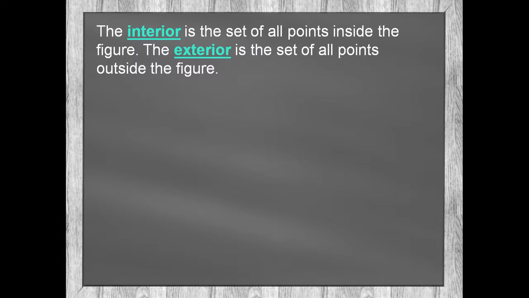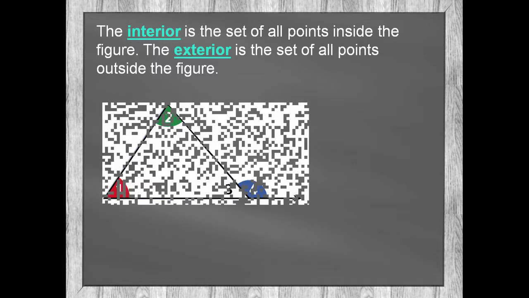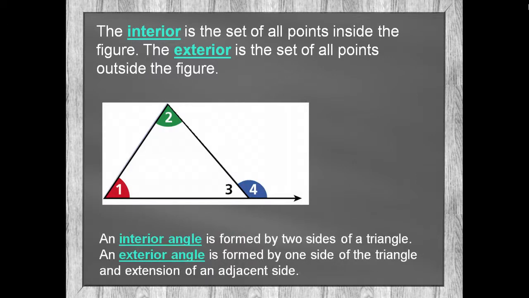The interior is the set of all points inside the figure. The exterior is the set of all points outside the figure. Seeing how figures that we use, polygons, are closed, just think of inside the house or outside of the house. Looking at our figure, an interior angle is formed by two sides of a triangle.